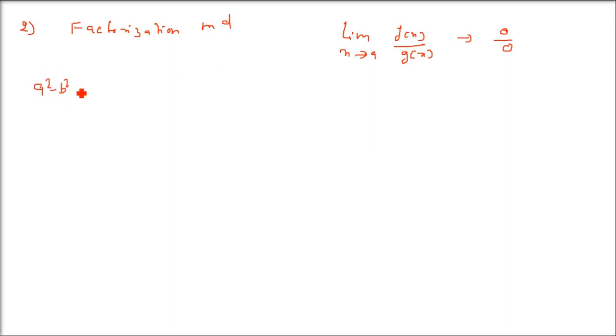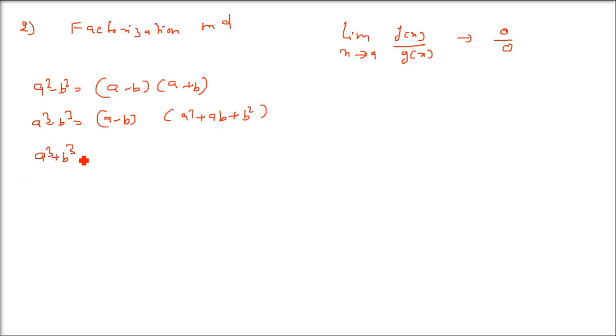So there are certain formulas you have to remember. A square minus b square is (a minus b)(a plus b). You just need to remember, because this is what we are going to use a lot. A cube minus b cube is equal to (a minus b)(a square plus ab plus b square). Then we have a cube plus b cube. A cube plus b cube is what? (a plus b)(a square, here it will be minus ab plus b squared).